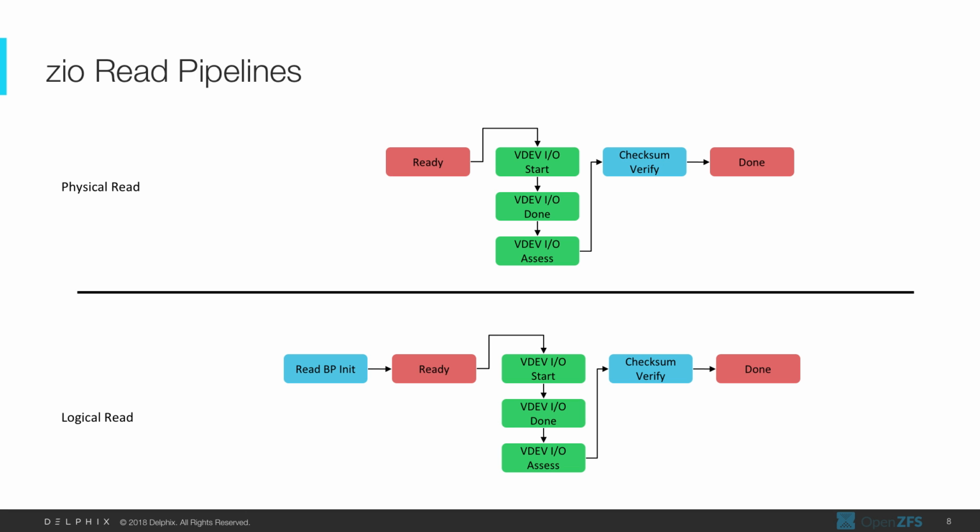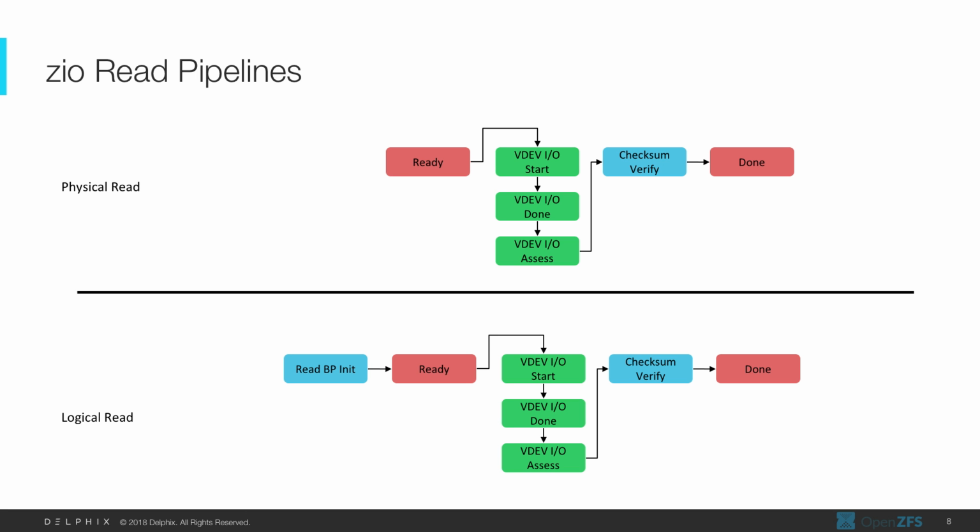Here's the way the pipelines work. I've broken these up to show the differences between logical reads and physical reads. The upper section shows the physical reads. We have these stages indicated in red, the ready and done stages. These are our interlock stages, and I'll talk more about what they mean and why we have them. Then we have these green stages where we're actually issuing IOs. These are all the VDEV communication, where we're talking to the VDEV layer when we're driving IO through the pipeline. And then the blue stages are computational stages that happen throughout the pipeline.